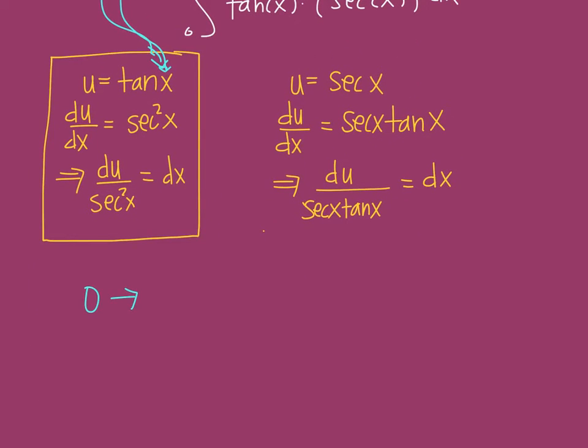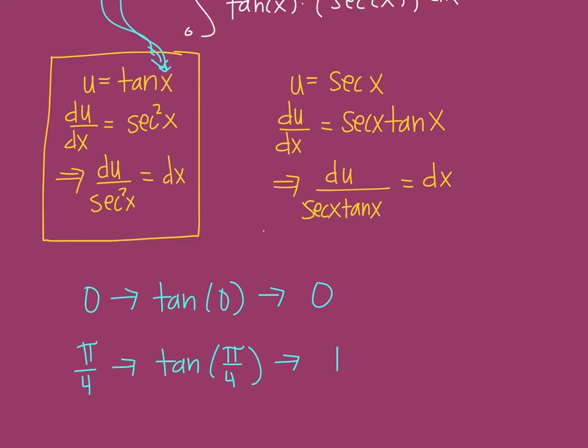Taking 0, I'm putting it into tangent of 0. Tangent of 0 is 0, so the lower bound stays 0. I did not convert. We're going to take pi fourths as the upper bound. We're going to plug that into what we chose for u. So it would be tangent of pi fourths. And the tangent of pi fourths is 1. So my upper bound is now 1.